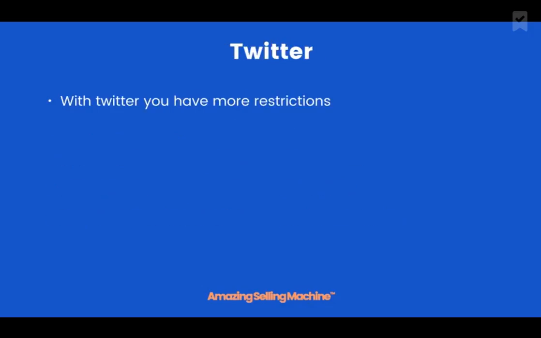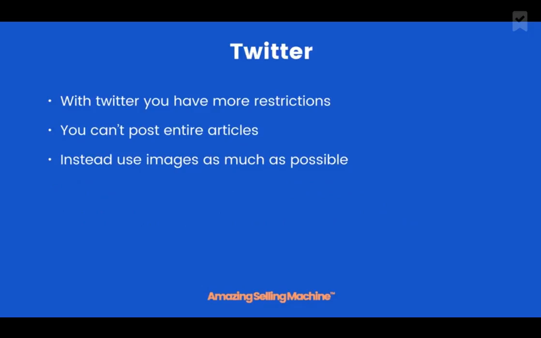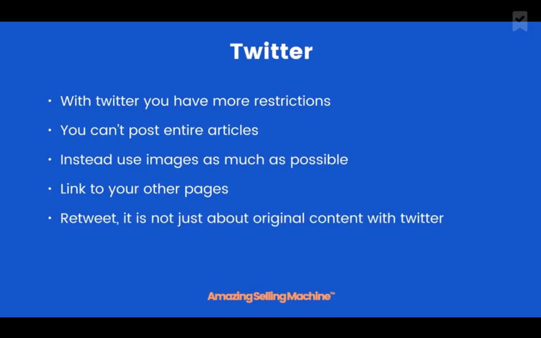With Twitter, you have more restrictions. You can't post entire articles. So instead, use images as much as possible with a short piece of text and a link. And use a link to your other pages. In other words, to Facebook or Pinterest or YouTube or even your website. And don't forget your Amazon listing too. You can also retweet. It is not just about original content with Twitter. We use Twitter more to send traffic to our other pages, but also to our Amazon listing.